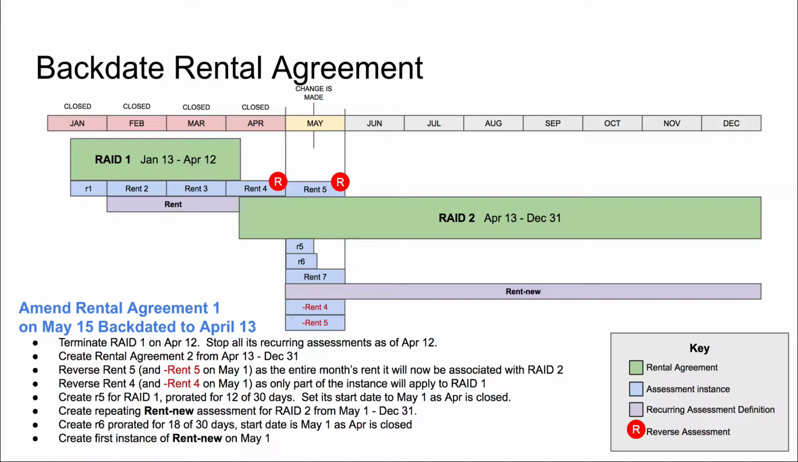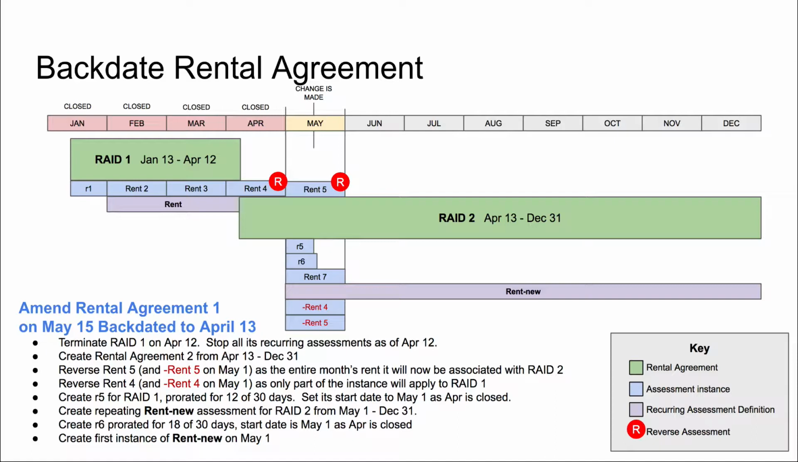Now we also have to create two prorated rent payments for April. Those are labeled little r5 and little r6. R5 being the portion of April rent that gets applied to RAID 1, and R6 being the portion that gets applied to RAID 2. And again, note that we can't create those entries in April because it's closed, so they also stack up right there at May 1st, the first available date. Okay, now next we have rent 5, which was originally all charged against RAID 1, but now the new RAID 2 totally covers May, so the rent for May should actually be charged to RAID 2.